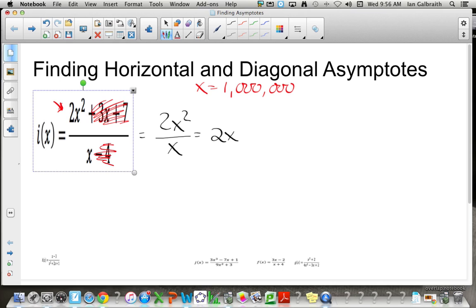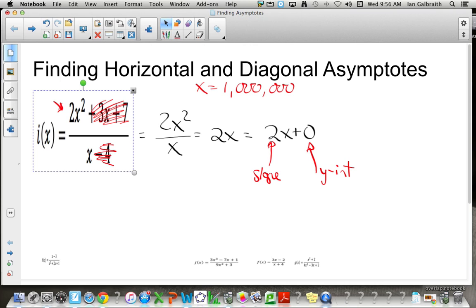Well, what's 2x? 2x you could think of as being this, where that's the slope, and there's the y-intercept. It's a line. And it's not a horizontal line anymore. It's, in fact, a diagonal line. A diagonal line that goes through the origin and has a slope of 2.